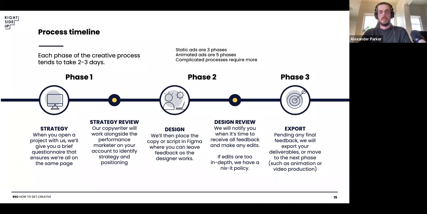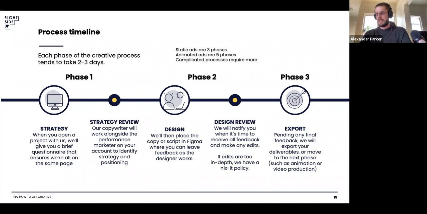And the first and most important thing is strategy. So we'll look at the brief that the client opens with us. The copywriter will work with the performance marketer and the creative director to identify the strategy and positioning and make sure that they understand the audience. Once they have the copy ready, then it will be taken into design where we place it in Figma. The designer works on it. The client can comment on this process anytime, and then we'll get into design review and they'll give us any final feedback. We make edits.